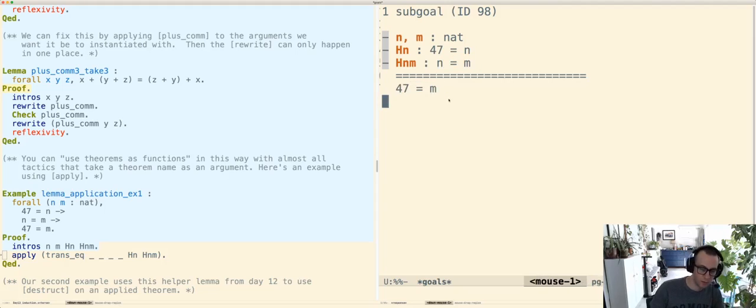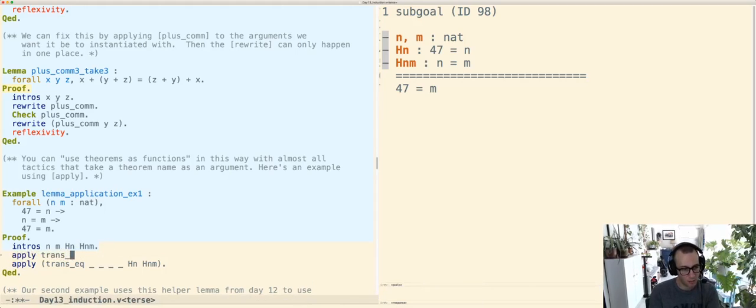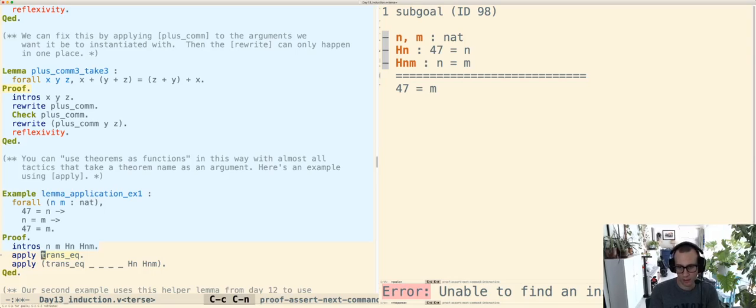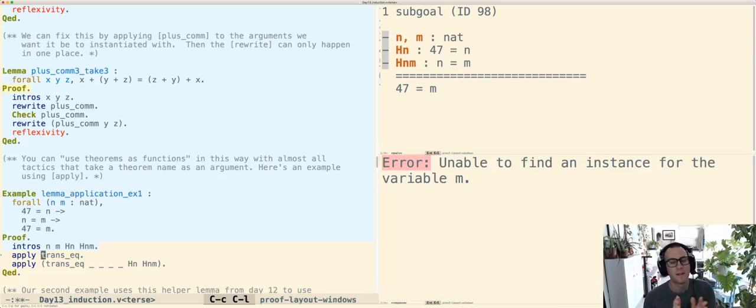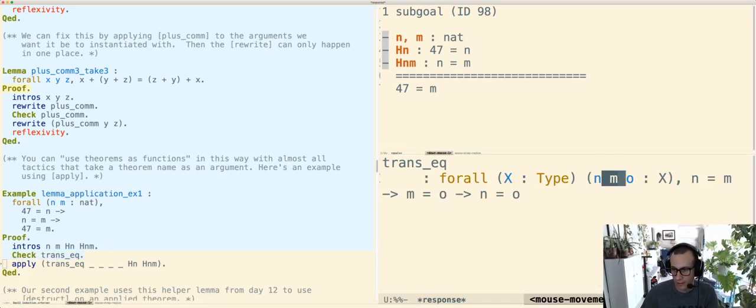So you could do this with 2 rewrites, but maybe you look at transeq and you're like, yeah, I want to use transeq. But then you say, apply transeq. And it says, well, I couldn't find an instance for the variable m. This is one of those circumstances where the name it's chosen is singularly unhelpful. Why did it say that? It couldn't find an instance for this variable m, the thing in the middle.